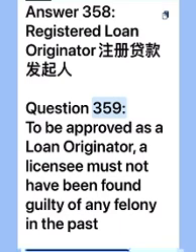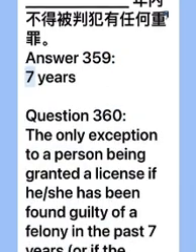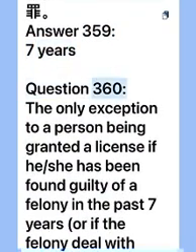Question 359. To be approved as a loan originator, a licensee must not have been found guilty of any felony in the past how many years? Answer: 7 years.